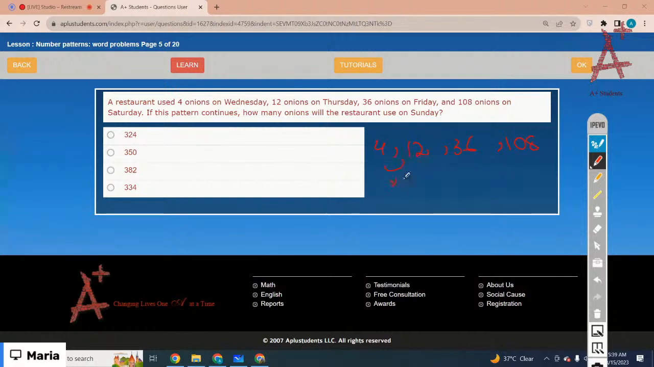4 times 3 is 12. 12 times 3 is 36. 36 times 3 is 108. And the next one would be 108 times 3. So it would be 324. So the correct option is, the missing number is 324. That means on Sunday, the restaurant will use 324 onions.